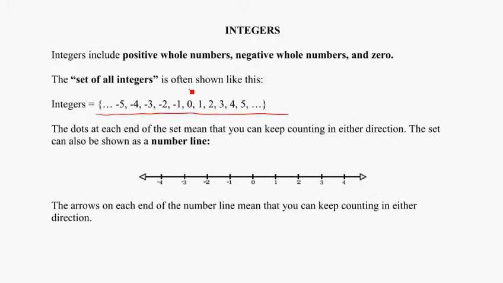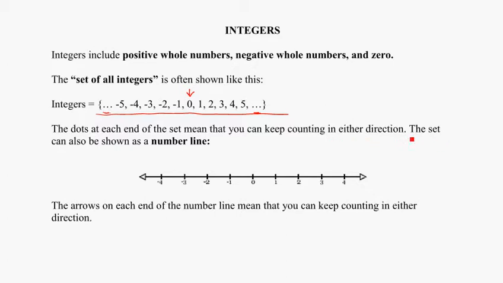So we have 0 here, we have the positive whole numbers, so not the fractions in between, just the whole numbers, and the negative whole numbers. And the three dots at each end show that they go infinitely in either direction. So the dots at each end of the set mean that you keep counting in either direction.